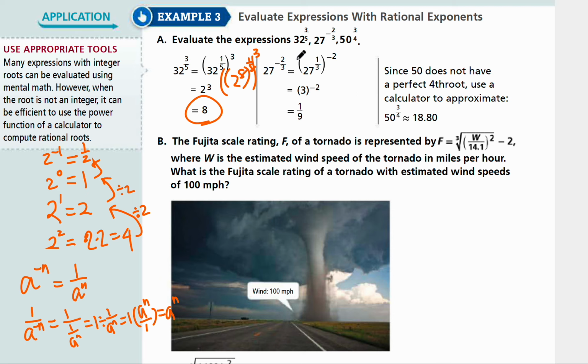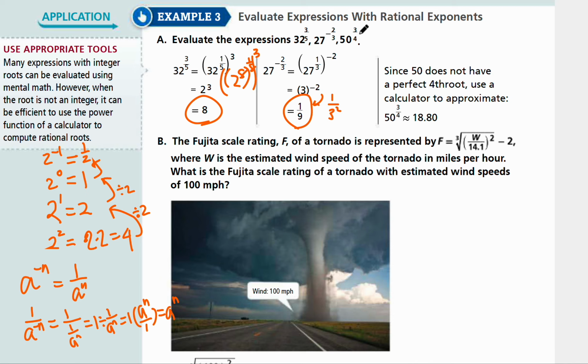You can first use the power property to separate your fraction into two different fractions, into a multiplication, and then simplify because 27 is 3 cubed. So 3 cubed to the power of 1 over 3 is just 3. 3 to the power of negative 2 now becomes 1 over 3 squared, and that is 1 over 9. So this is your final answer.